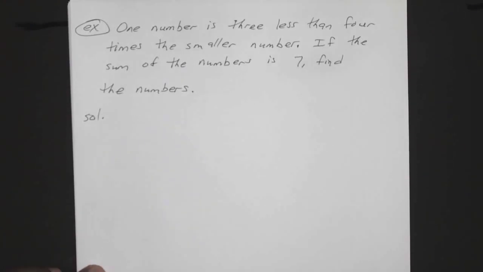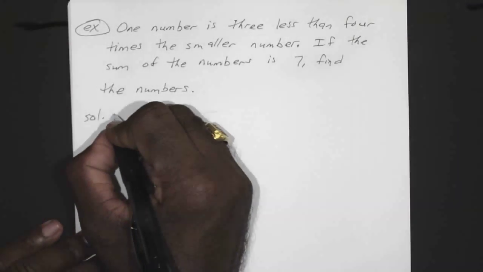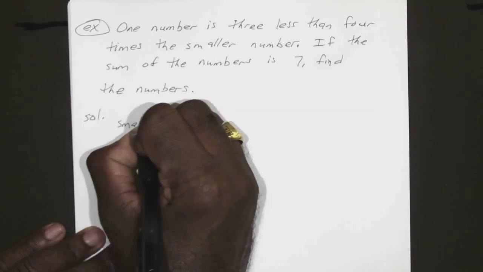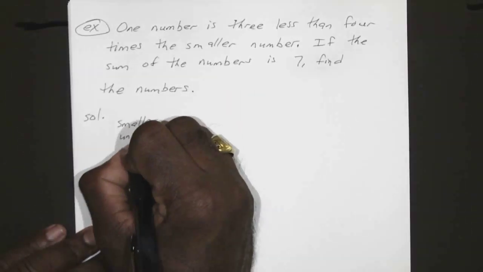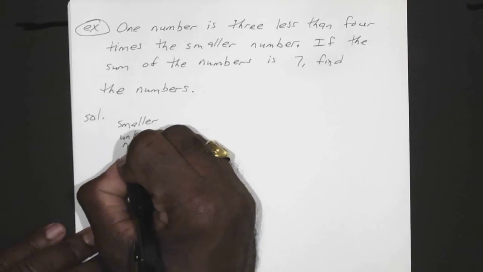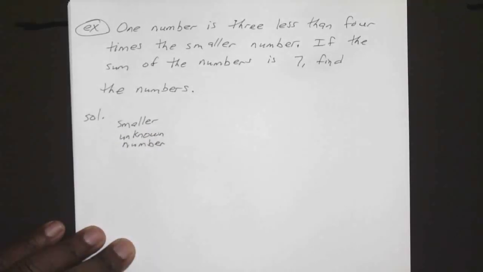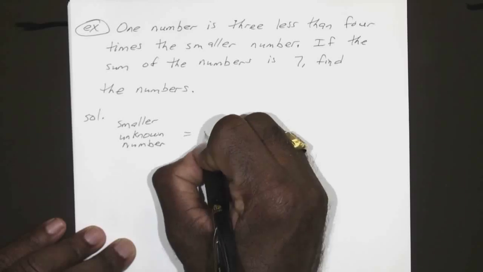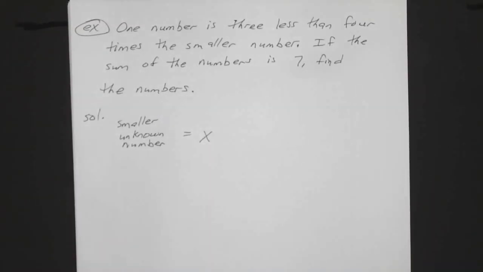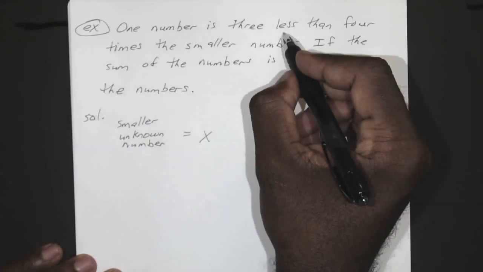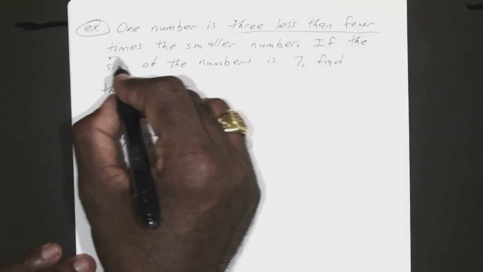Okay. And just like before, first thing you want to do is get your unknown number. So since both kind of revolve around what they call the smaller number, our smaller unknown number, we'll make that equal x. Now the part that can get a little bit confusing is the 3 less than 4 times the smaller number.